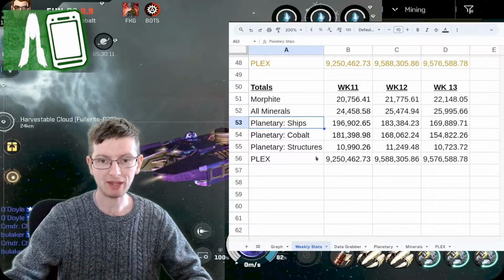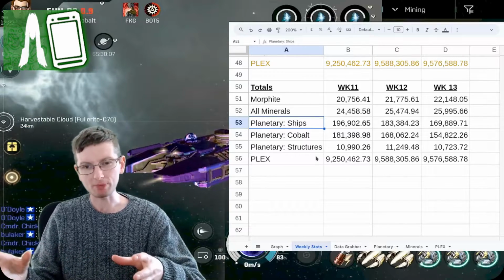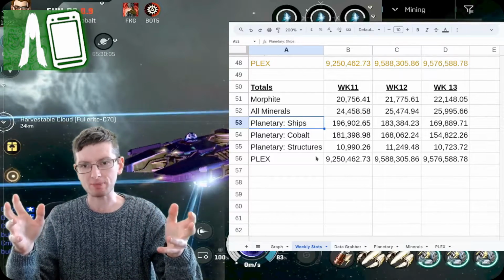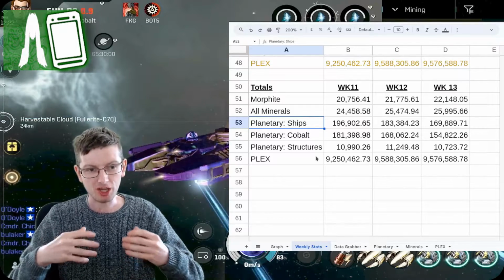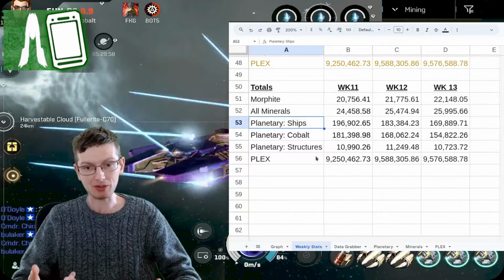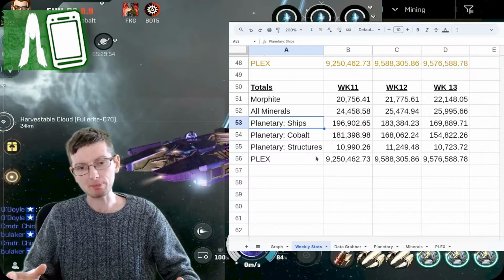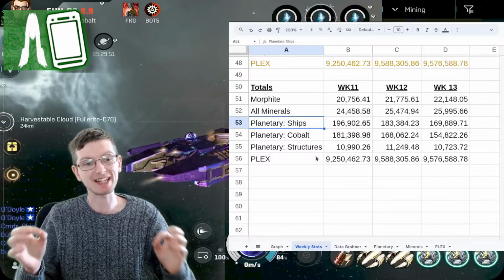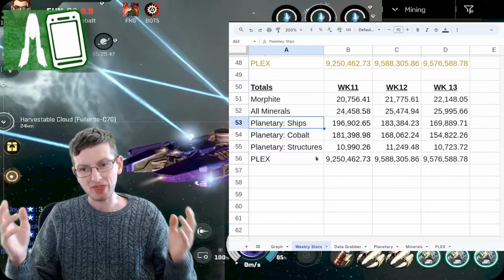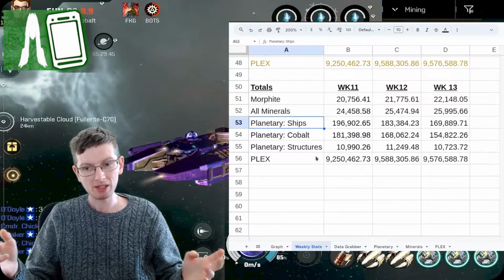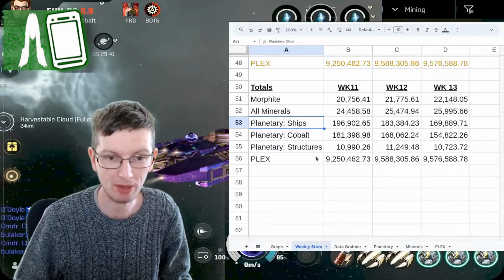Moving on, and this is where we'll be able to see more where the minerals are being spent. So planetary ships has consistently been going down. So shipbuilding PI has been in lower demand over the past 3 weeks. We started off with one of each of the shipbuilding PI starting at 196,000.9. Okay. Then it went down to 183.3. Now we're on 169.8 or 9, whichever way you want to round it.